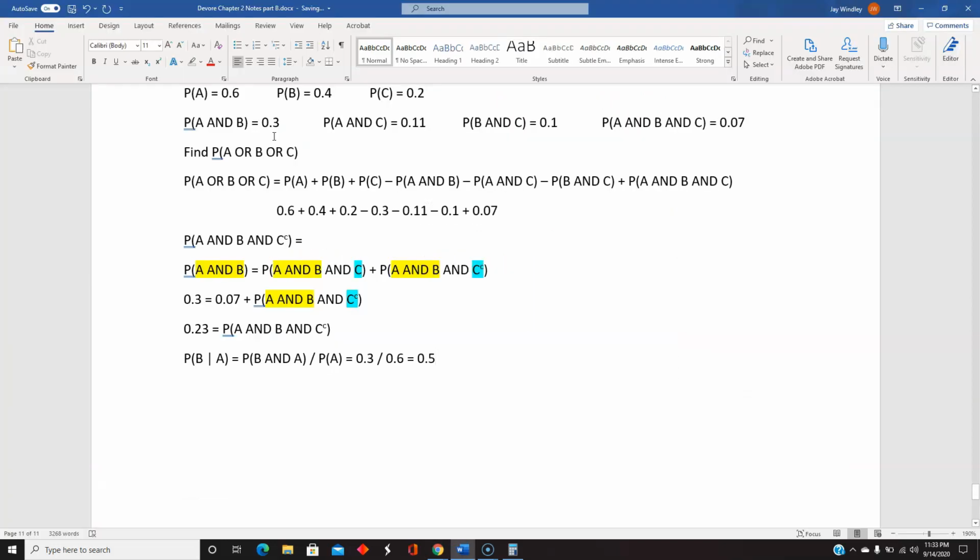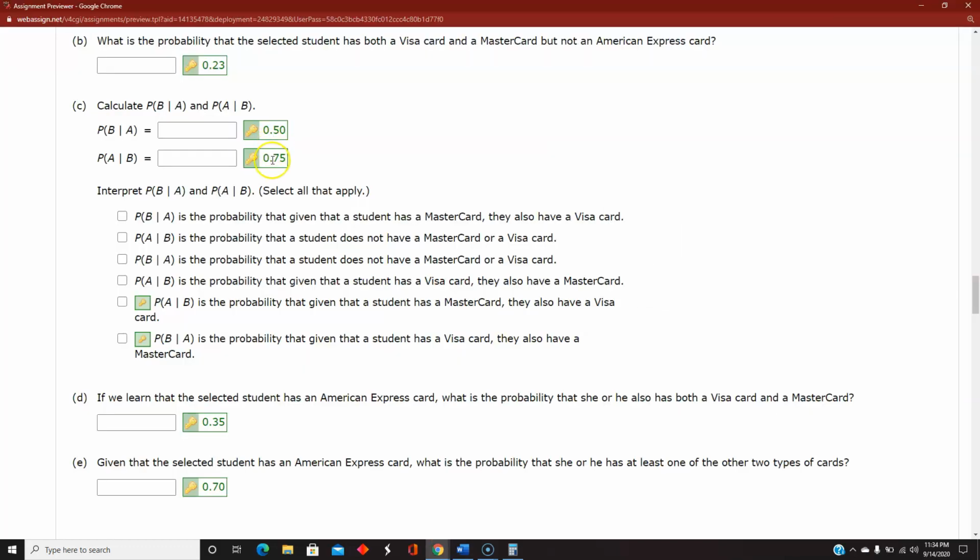And then for the probability of A given B, that's the probability of A and B divided by the probability of B. So the numerator is still 0.3, but now the denominator is B, which is 0.4 probability, and you divide those two, and now you get 0.75, which is this answer that you see right here. The interpretation part I'll skip.